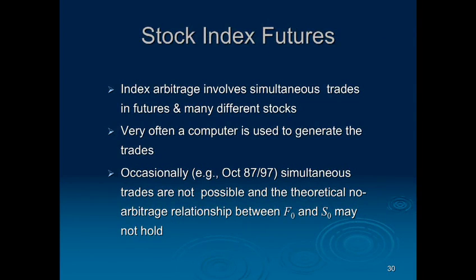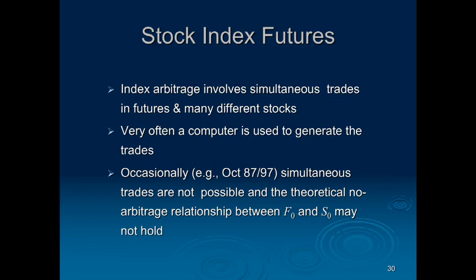The other thing, we've talked about this before, so I won't spend much time on it, is that index arbitrage involves simultaneous trades in futures and many different stocks. And a lot of time computers are used to do this. And unfortunately, there are occasions when the stock price and the futures price move in the opposite direction. So I've already said that before. And that can cause big problems. So your theoretical relationship no longer holds. The theory no longer works for short periods of time.